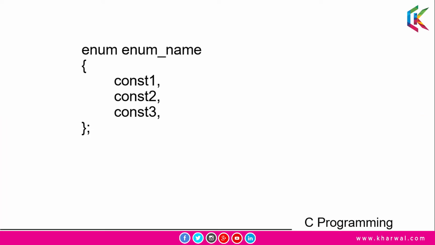As I said earlier, we are going to use the keyword enum, then we will use the enumeration name, and then we will use const1, const2 and const3 in the enumeration. Now let me open up the Turbo C++ compiler, where I will show you an example of enumeration.